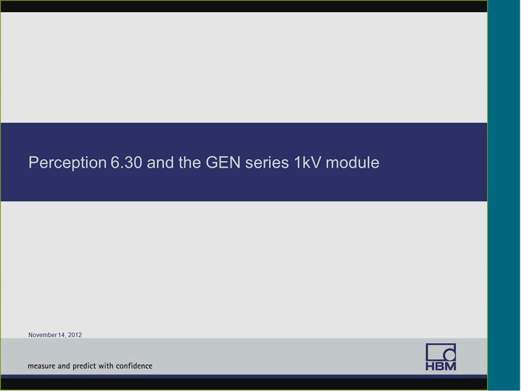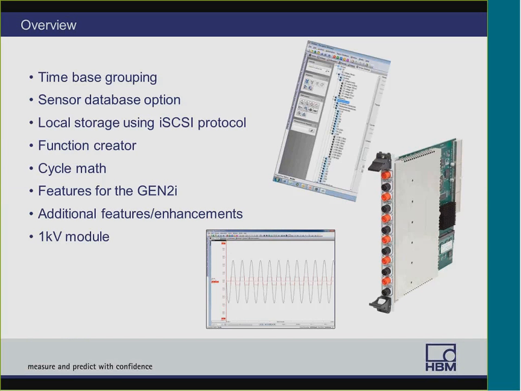Hi, everyone, and welcome. Today we're going to spend a little bit of time going over some of the new features of Perception 6.30 and giving a brief introduction to the new Gen Series 1 KV module. A few of the items that we'll cover today are the new time-based grouping approach in Perception, the sensor database options, an opportunity for local storage using the iSCSI protocol, a new function creator, some new cycle mask functions, and then some miscellaneous features that have been added to the Gen 2i instrument panel interface and miscellaneous features that didn't fit into other categories.